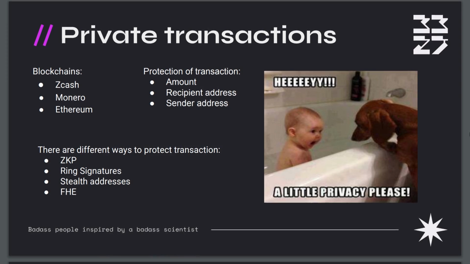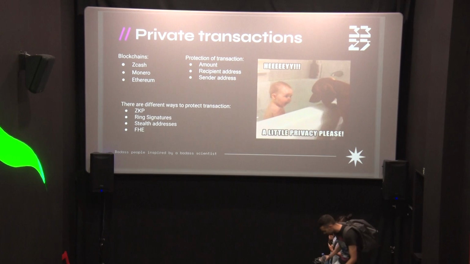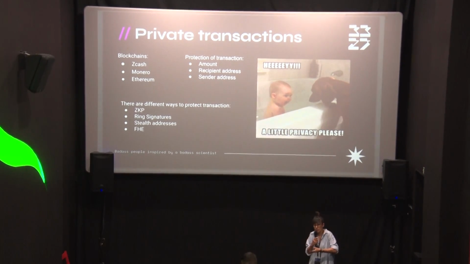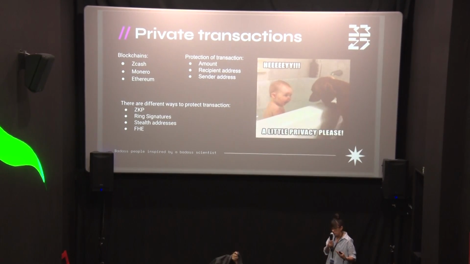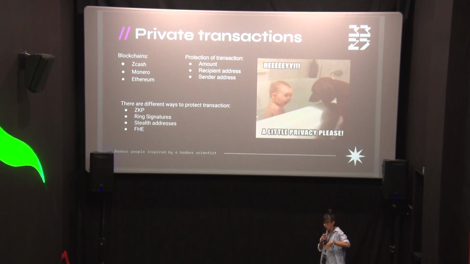So, when we talk about privacy of transactions, what do we mean by that? Maybe we want to hide the amount of the transaction, maybe the recipient address, maybe the sender address, or maybe we want to hide all three things together. Or maybe we just want to hide one of them. And we can do it using different cryptographic methods. For example, we can use zero-knowledge proofs like Zcash. We can use ring signatures and stealth addresses like Monero. Or, for example, we can use fully homomorphic encryption.